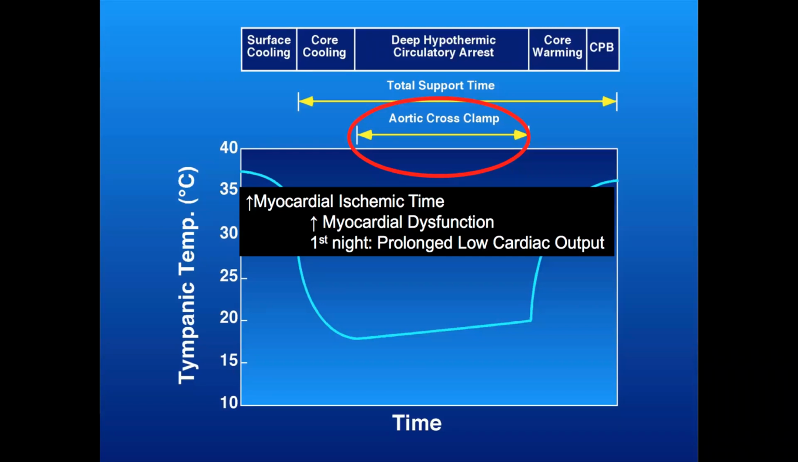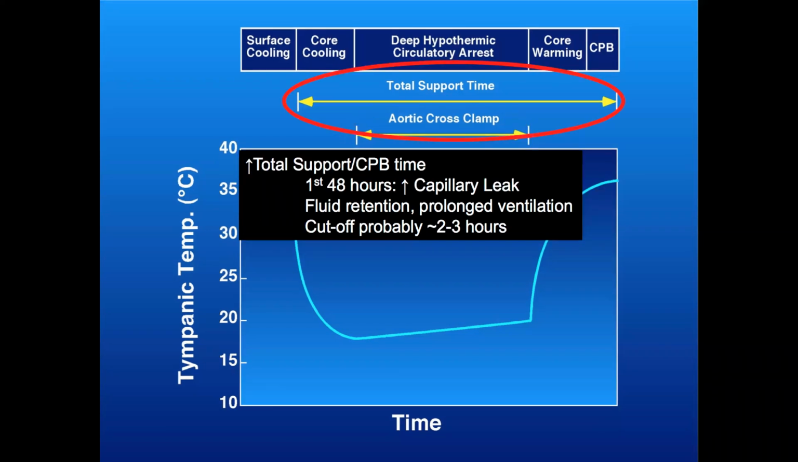As you all know, increased myocardial ischemic time will increase myocardial dysfunction, and also cause prolonged low cardiac output in the first night. Also, if the total bypass time is really long, it will increase capillary leak, which is generalized edema in the patient, ascites, and fluid retention. It's also pulmonary interstitial edema that might need prolonged ventilation. The cutoff is probably around 2 to 3 hours of bypass time. More than that is really too long and might affect the postoperative care of the patient.